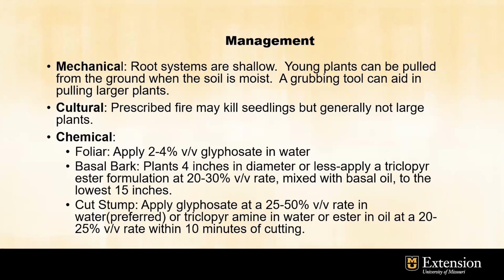When we're trying to manage this, and we do want to manage this, they may be pretty, but they are an invasive species and they do a lot of harm to our ecosystem. So trying to control them, you can do a mechanical control. They are pretty shallow rooted when they're young, so the young plants we can normally pull up by hand when the soil is moist. Obviously, when we're going through the drought, the soil is not moist, so it can be hard to get them picked up. There is a grabbing tool that can aid in pulling the larger plants out. That is pretty labor intensive.